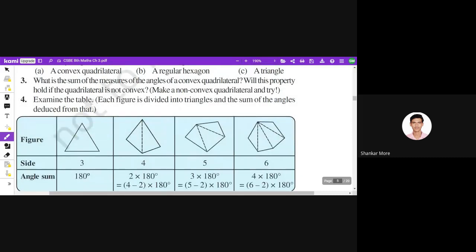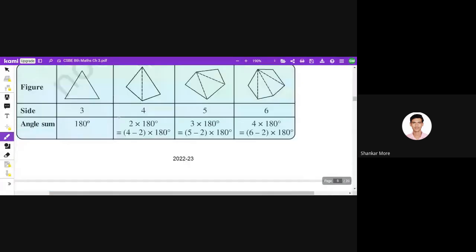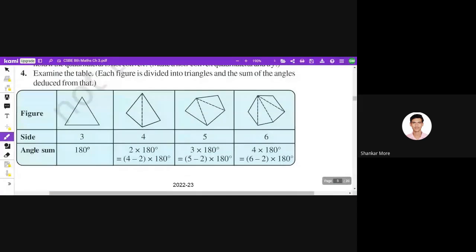We have a question that is asking us to examine the table, and each figure is divided into triangles and the sum of angles deduced from them. Now, as Shlok has already given us the formula, the same formula is going to be applicable here, but we are going to go through it thoroughly so that it fits in your mind, right?